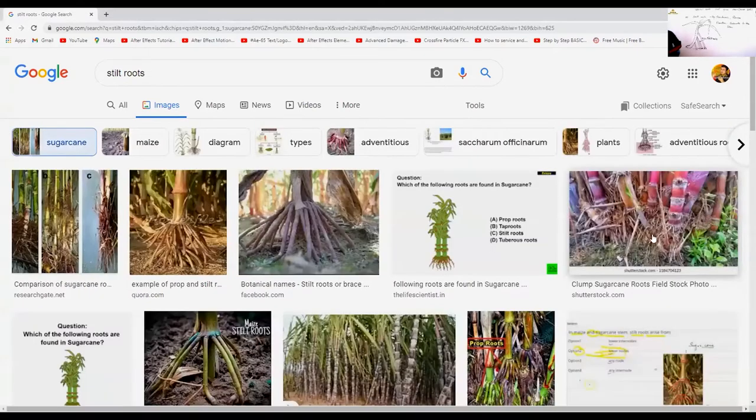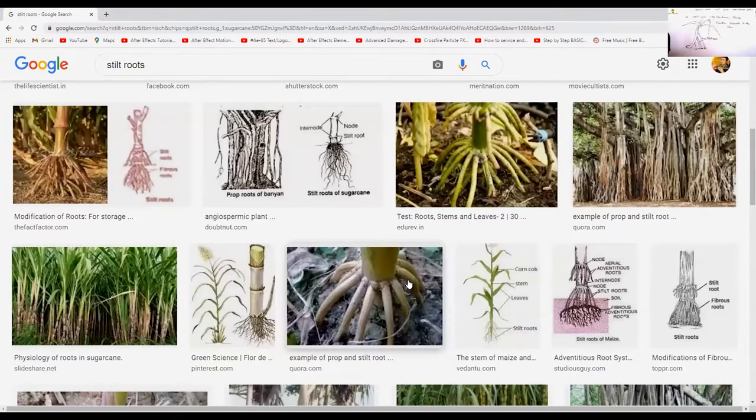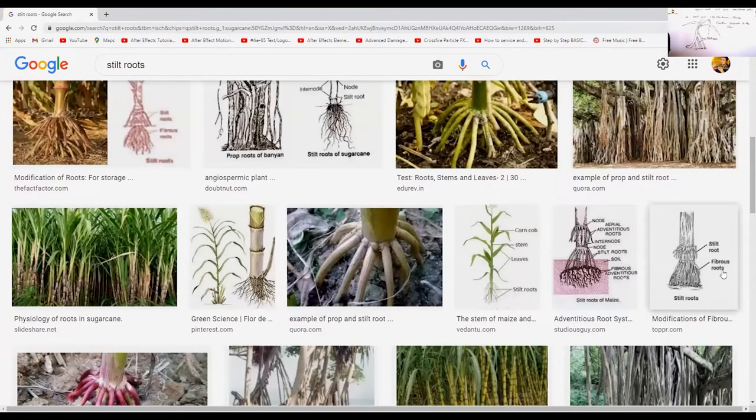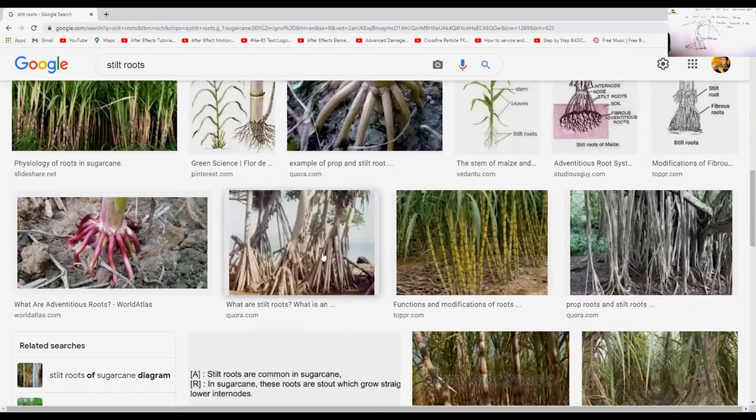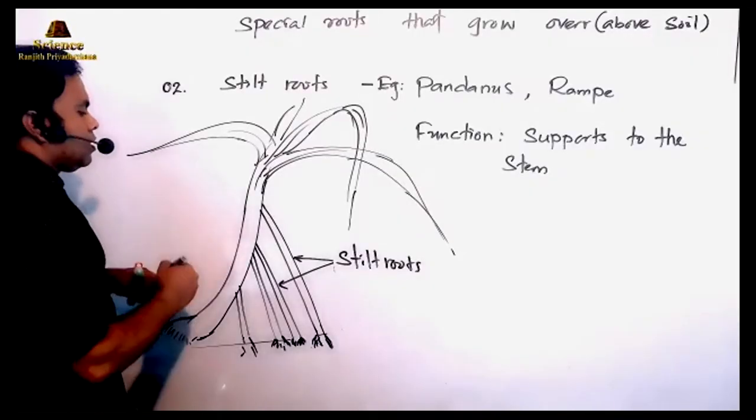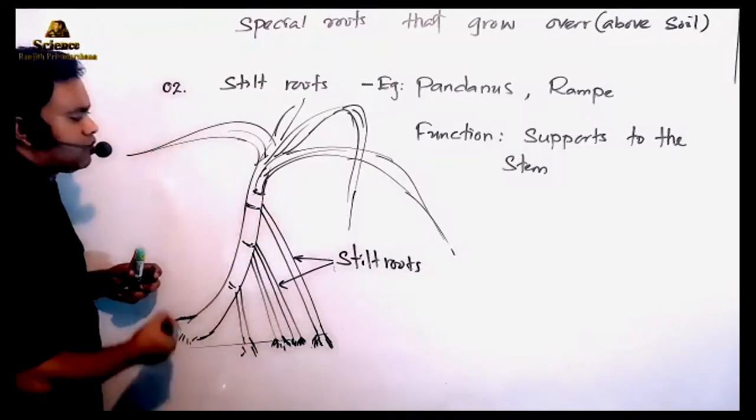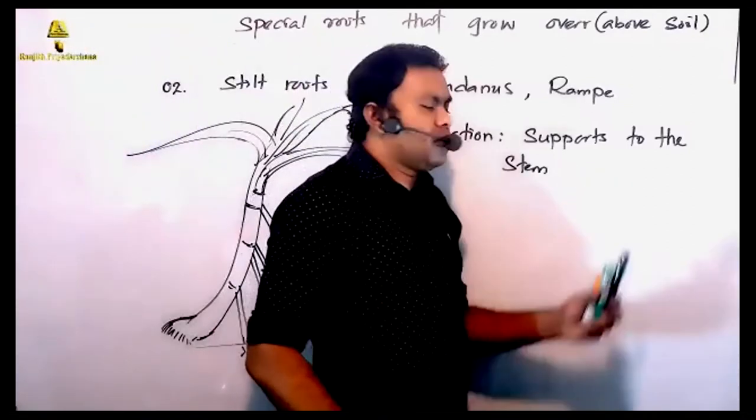Stilt roots in sugarcane. Here they have mentioned that prop roots. I think that websites are not always accurate. Okay, so first draw this. There are some knots as well as actual knots. So where these leaves existed, මේ කොළ තිබුණු තැන් පුරුක් වගේ අපිට පේනවා. So that stilt root main function is it supports to the stem.